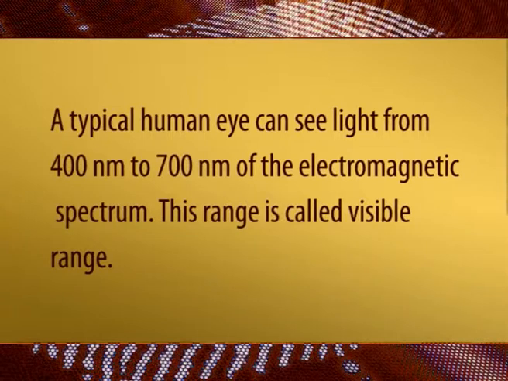A typical human eye can see light from 400 nanometers to 700 nanometers of the electromagnetic spectrum. This range is called the visible range. Not all colors that human eyes can distinguish are in the visible spectrum, such as brown, which is a mix of multiple visible spectrum colors, although photography is possible even in the non-visible range of the electromagnetic spectrum, such as in the ultraviolet and infrared regions.